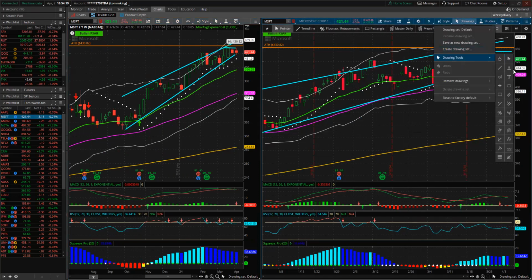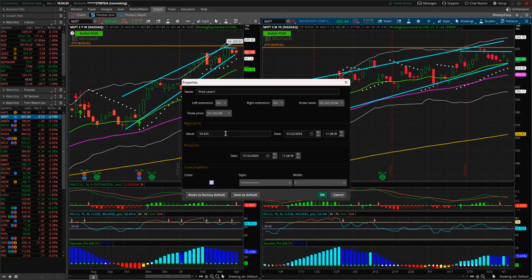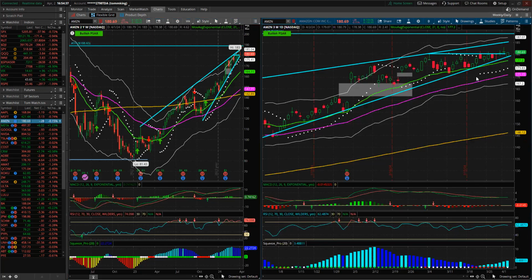And I don't know why all of my indicators got a little messed up in TOS here. Everything seems to be getting messed up in TOS now that Schwab took over. But you've got RSIs falling, squeeze a little bit weaker here. So you've got to really be careful with Microsoft.